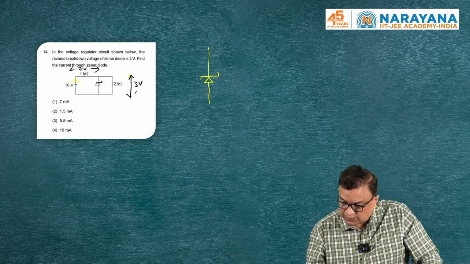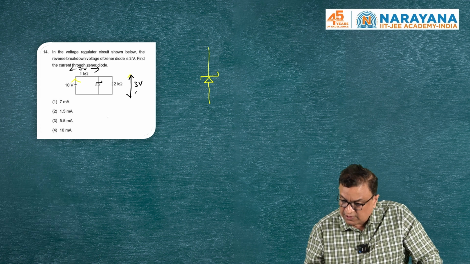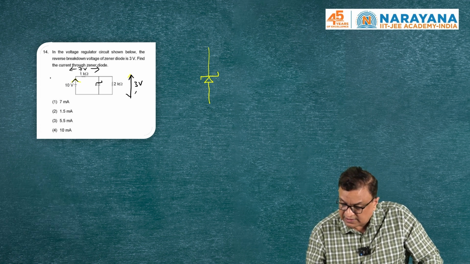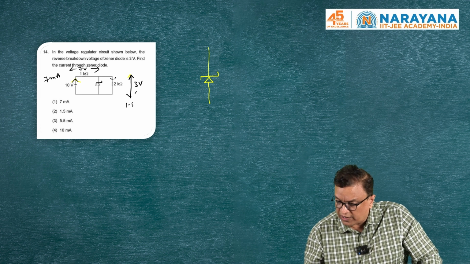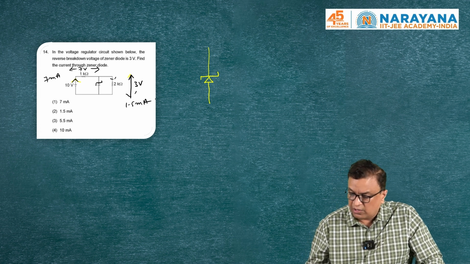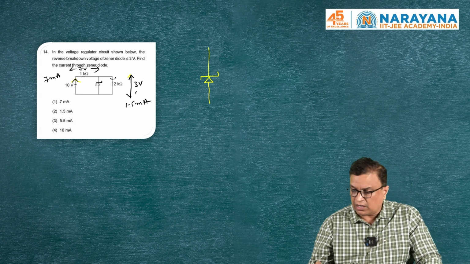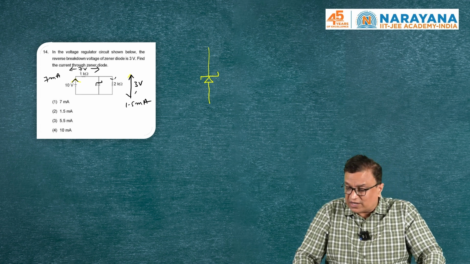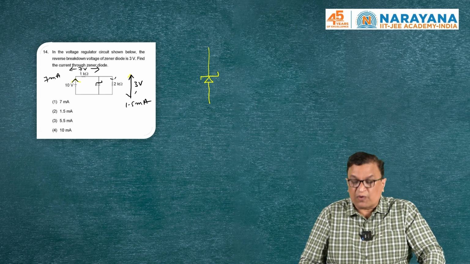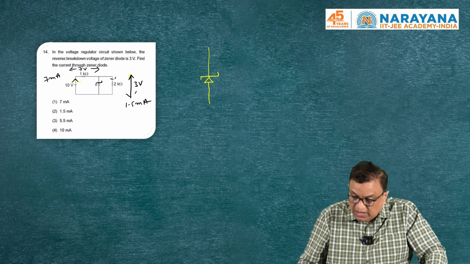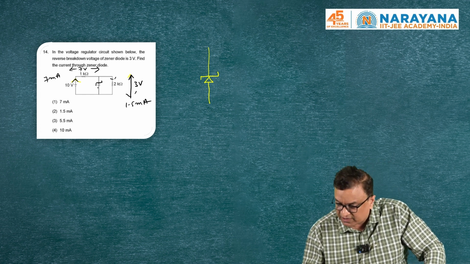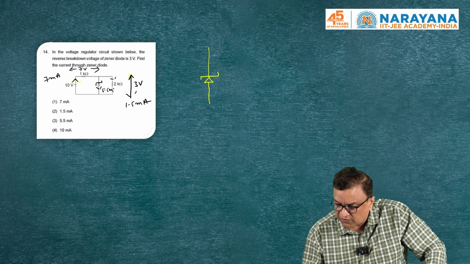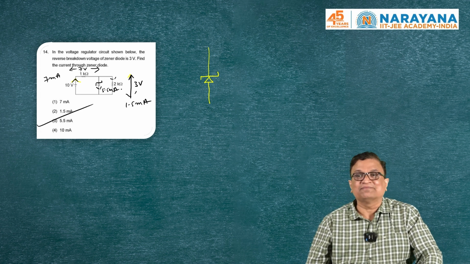Earlier, through this part, the current is 7 milliamps. Through this part, the current is 1.5 milliamp. You may ask me, how do you know? Earlier, 2 kilo ohm resistance and 3 volts drop, 3 by 2, 1.5 milliamp. 7 milliamps, 1.5 going to this. So what exactly is left? 5.5 milliamps. That will pass through the Zener.